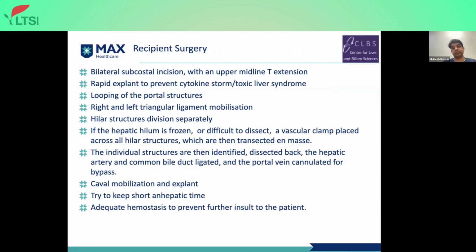So for the surgery, a bilateral subcostal incision with upper midline T extension, rapid explant to prevent cytokine storm and toxic liver syndrome, looping the portal structures directly, and then dissecting and separating all the hilar structures. If the hepatic hilum is frozen or difficult to dissect, then a vascular clamp can be applied, and the hilar structures can be cut en masse and separated later on. The portal vein is mobilized and a portocaval shunt is done, with rapid explant and rapid hemostasis to prevent further insult to the patient. Next.